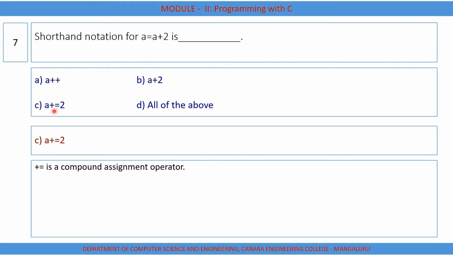Shorthand notations are used to reduce the length of the code. So all of the above is also incorrect. The correct answer is A plus equal to 2. Similarly, we have plus equal, minus equal, or division equal. All these are shorthand notations which can be used.